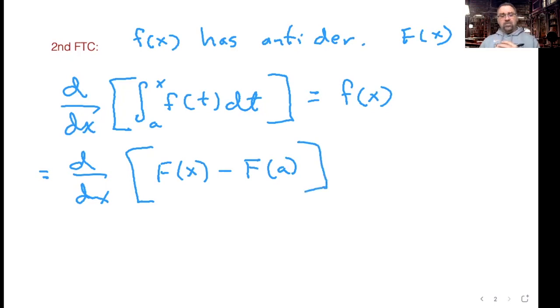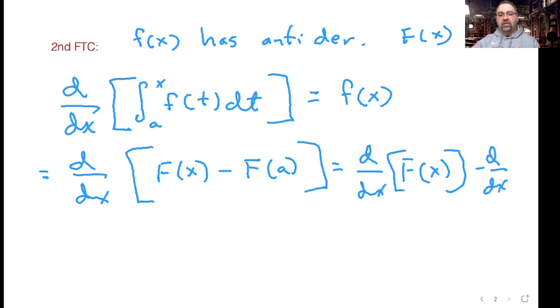And so, thinking back to our derivative rules, that means we can split this up and take the derivative of each half of this difference individually. So we could take the derivative with respect to x of capital F of x minus the derivative with respect to x of capital F of a. Uh-oh, I kind of went off screen there, sorry, but you get the idea.